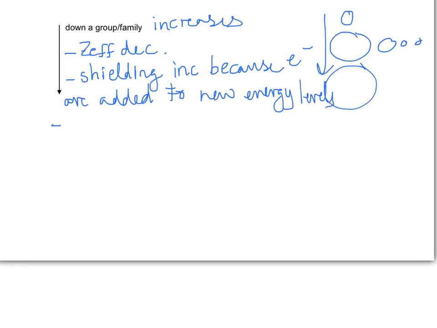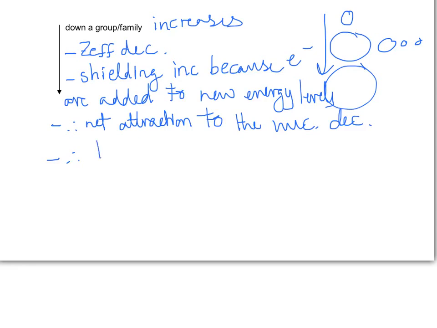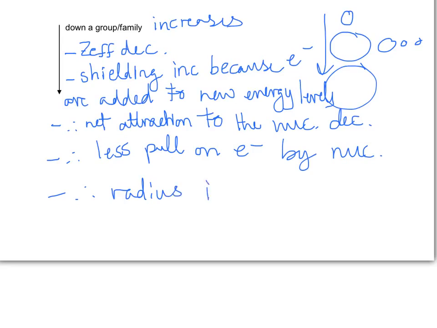And so, therefore, your net attraction to the nucleus decreases. So therefore, there is less pull on the electrons by the nucleus, and so therefore your radius increases. Again, full circle.